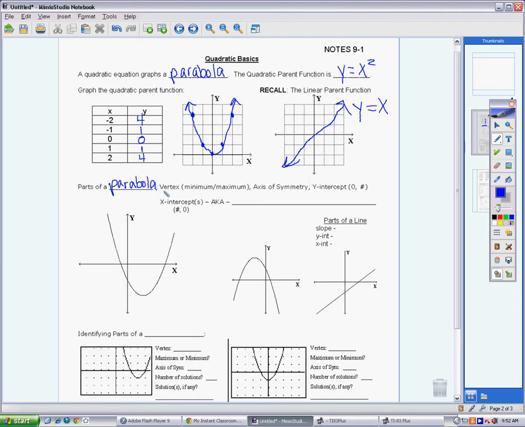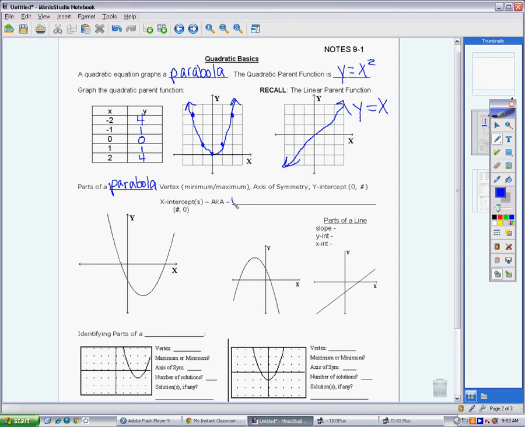We have a vertex, which is going to be the minimum or maximum point on the graph. Axis of symmetry, remember it's symmetrical. The left side's going to look like the right side, so we want the line of symmetry. And the y-intercept is where the graph crosses the y-axis when x is 0. And we have the x-intercept, and that's where the graph crosses when y is 0.